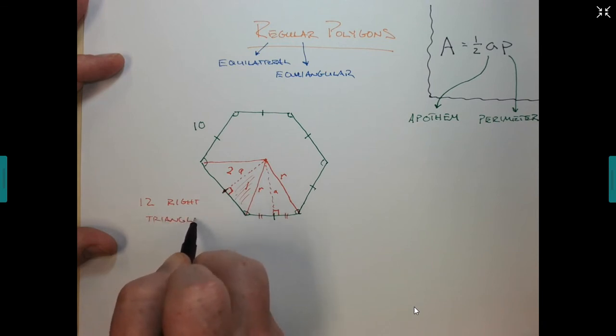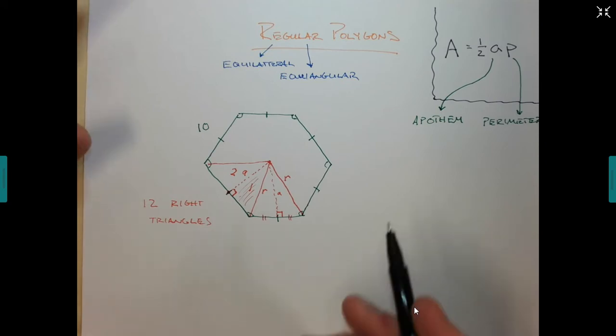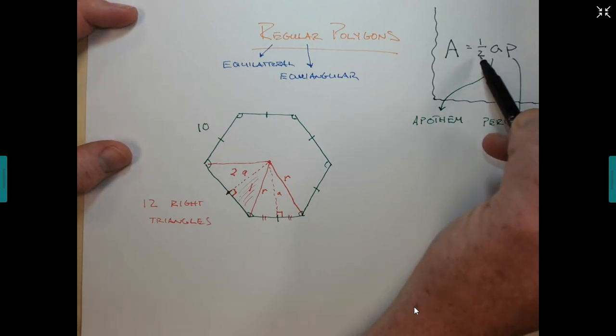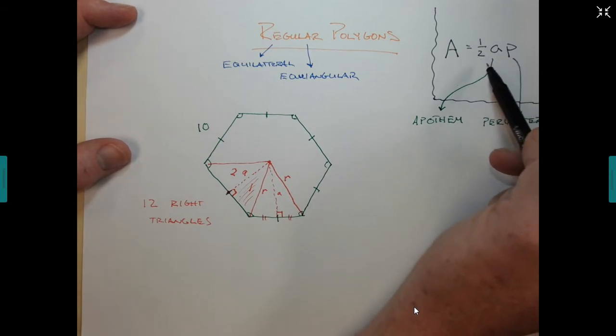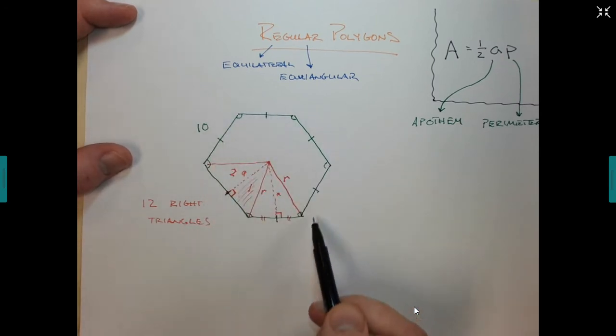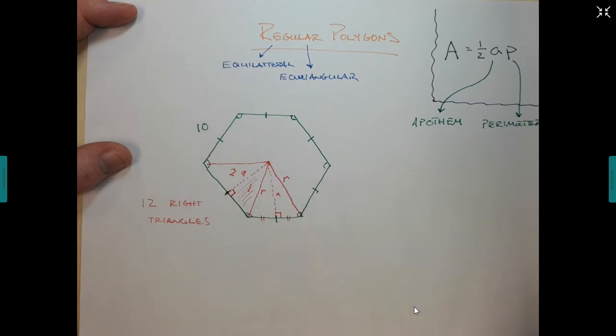So technically what we could do if we wanted, we could find the area of one of them and then multiply by 12 if we wanted. Well, guess what? This is just a kind of a shortened version. This looks a lot like the area of a triangle formula, 1/2 times base times height. Well, just so happens that's exactly where it comes from. 1/2, the perimeter would be all of the bases of all those triangles added up. The apothem is the height of one of those triangles.